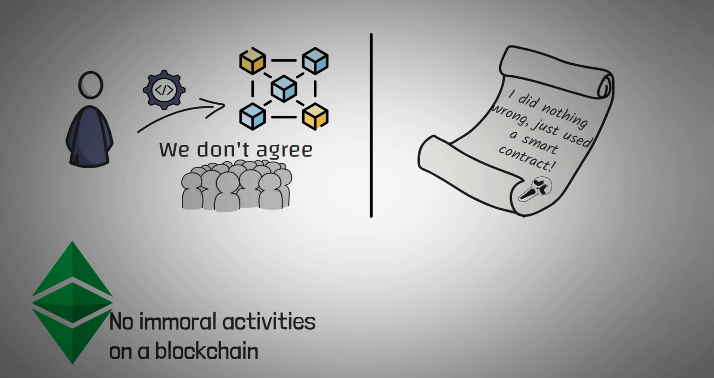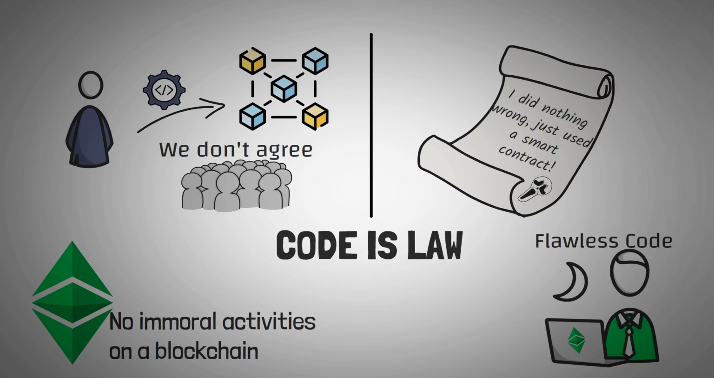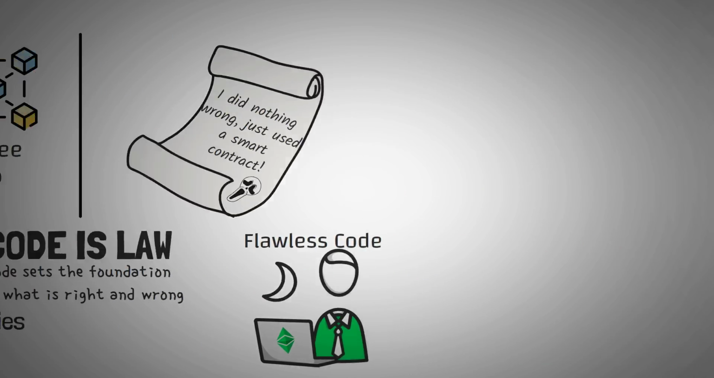They say that the onus of responsibility is for those who write the code to make sure that there are no flaws or bugs. One of the famous sayings is code is law, which is a way of saying that code sets the foundation for what is right and wrong. If you don't want someone to do something with your code, you should have thought about it and tried to proactively prevent it. Anyways, that's what decentralized means.